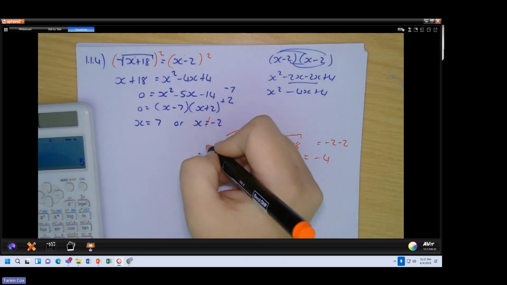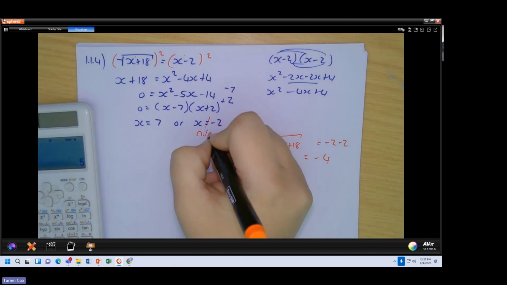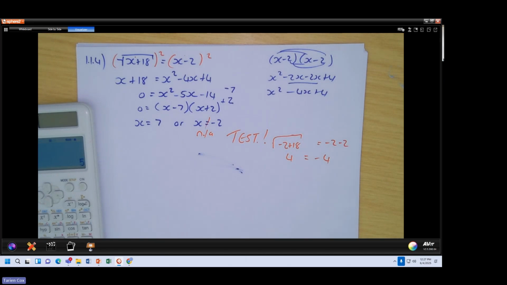And if it doesn't work, then we draw a line through it, or we say not applicable. Right? We can use that as well. So it will only be the second. Next question.